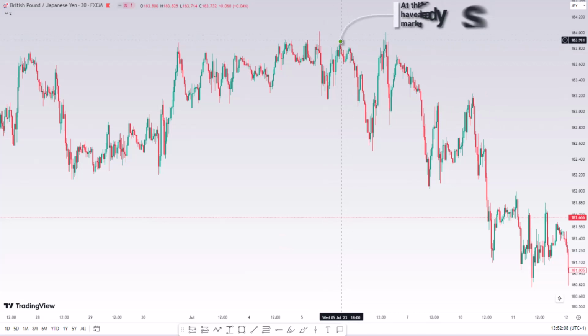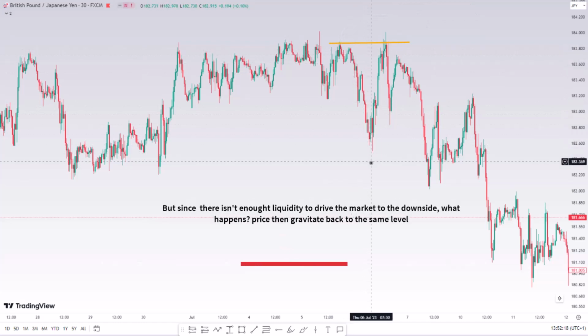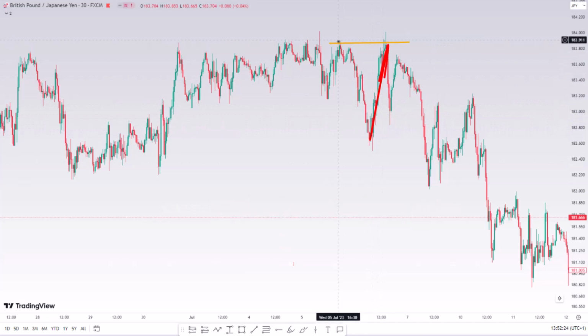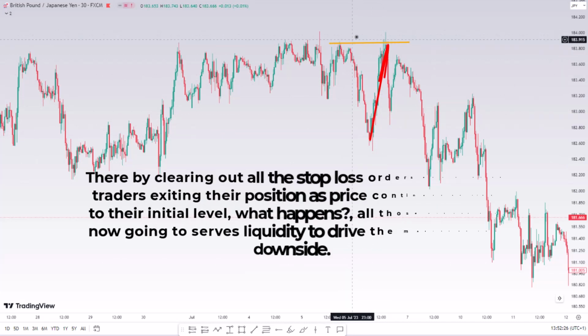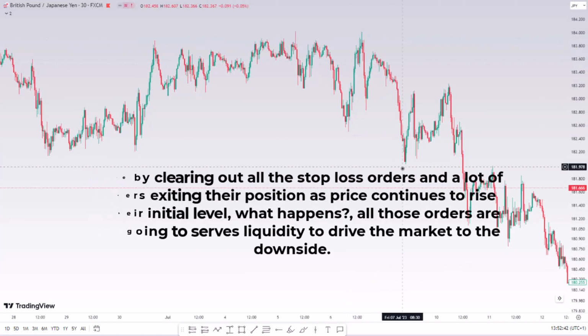If you notice at this level, traders have already sold the market, but since there isn't enough liquidity to drive the market to the downside, what happens? Price then gravitates back to the same level, thereby clearing out all the stop loss orders, and a lot of traders exiting their position as price continues to rise to their initial level. What happens? All those orders are now going to serve as liquidity to drive the market to the downside.